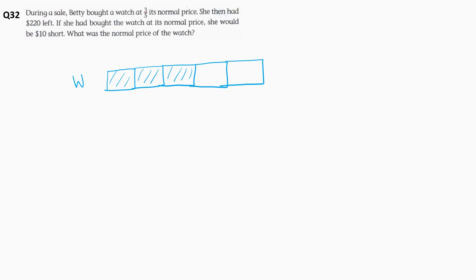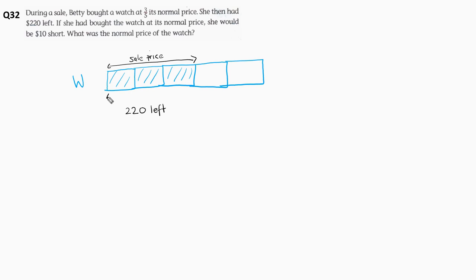And what did she have? When she did that, there was 220 left. Okay. Now it says that if she had bought the watch at its normal price, now what is its normal price? We have to be clear about that. This is the sale price.